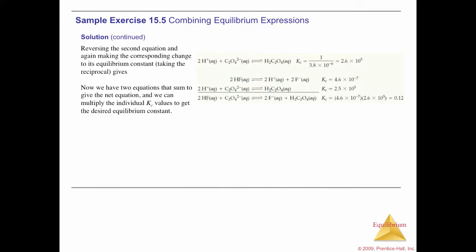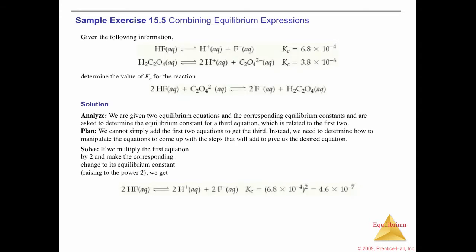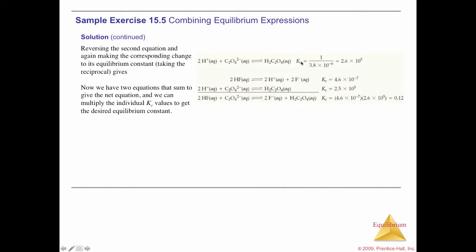Reversing the second equation and again making the corresponding change to its equilibrium constant, that is taking the reciprocal, would give us this expression. So why are we doing that? Why are we reversing the second? Okay, so in the total equation here, we have the H2C2O4, oxalic acid, on the product end. And here it's on the reactant end. So I know that this reaction has to be reversed. And when we do that, we have to take the reciprocal of the equilibrium constant. So that's being done here, 1 over 3.8 times 10 to the negative sixth.